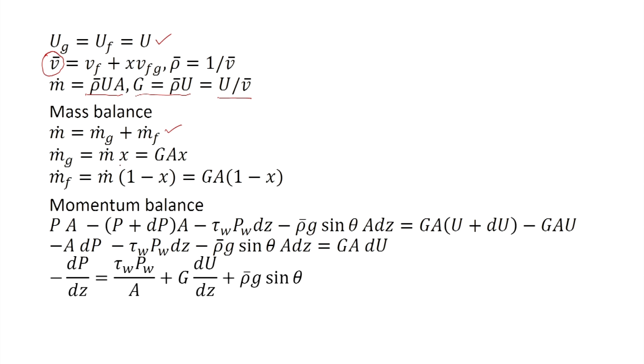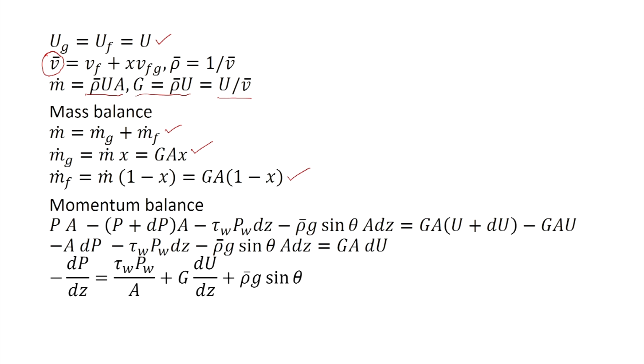The gas mass flow rate will be the total mass flow rate into quality, m dot x, which is equal to G A x. The liquid mass flow rate will be m dot into 1 minus x, equal to G A into 1 minus x.